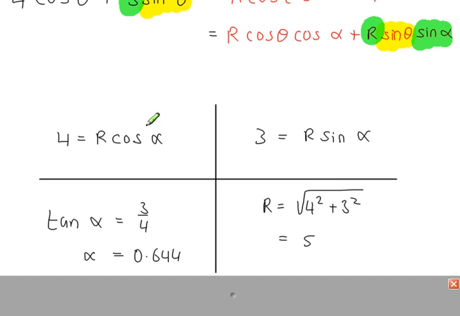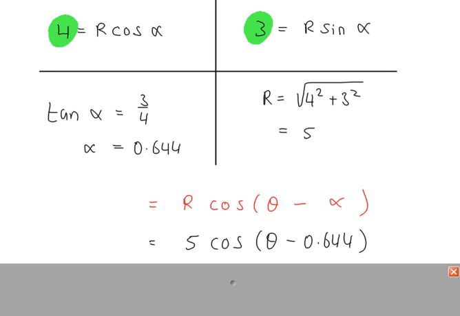And then dividing these two, this equation divided by this one, so sine over cos is tan, the r's will cancel, 3 over 4, inverse tan 3/4, we have our angle in radians, and using Pythagoras' theorem on these two values gives us 5, which we can write like this.